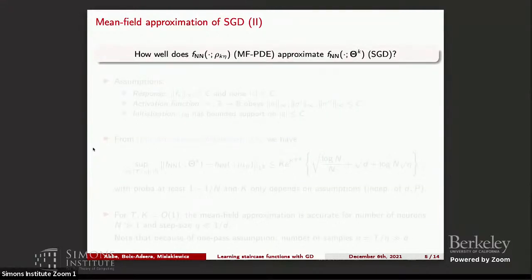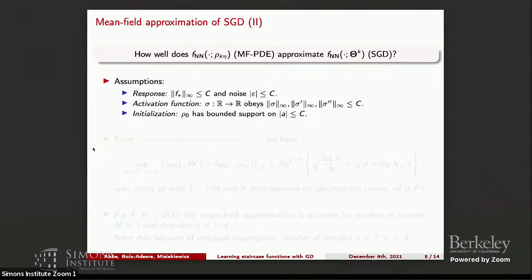So how well does this mean field approximation fare? We'll make a few assumptions. We'll assume that the response and the noise are bounded, and that the activation function is twice differentiable. We'll assume that sigma, sigma prime, and sigma prime prime are all bounded. And we'll assume that the initialization rho zero has bounded support on A.